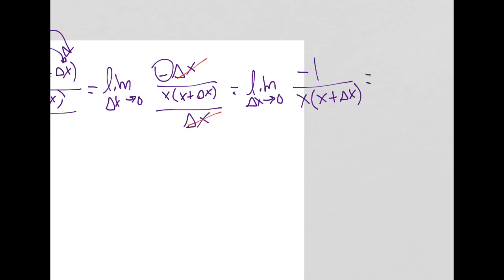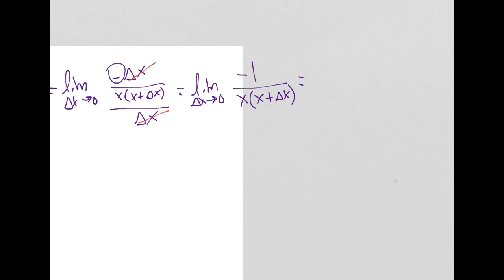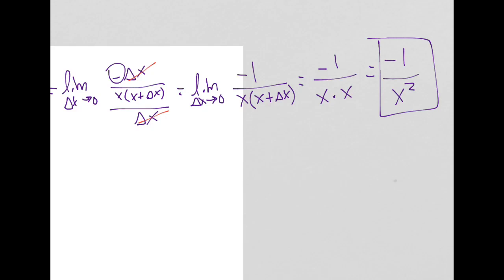Well, we can directly substitute in for delta x now, and we will get negative 1 over x times x, or more prettily written, negative 1 over x squared, and that is our limit.